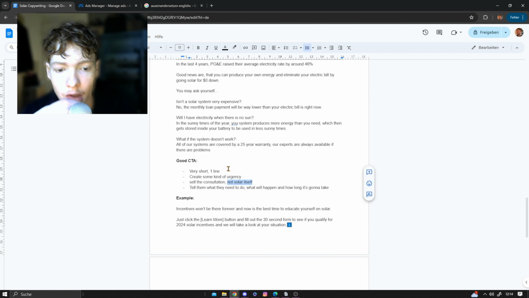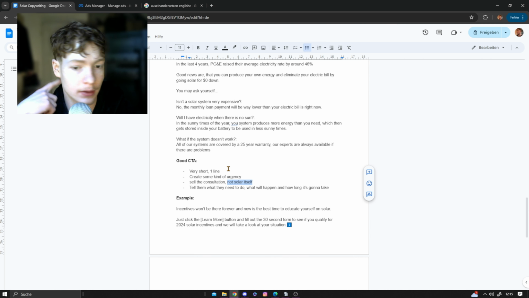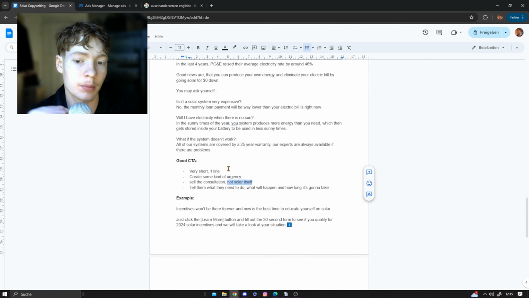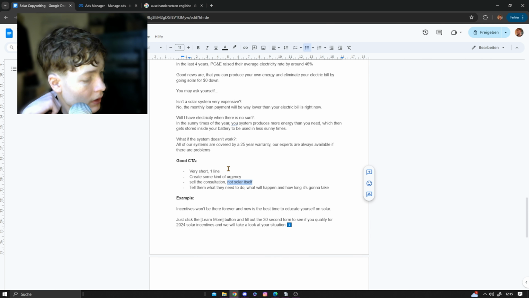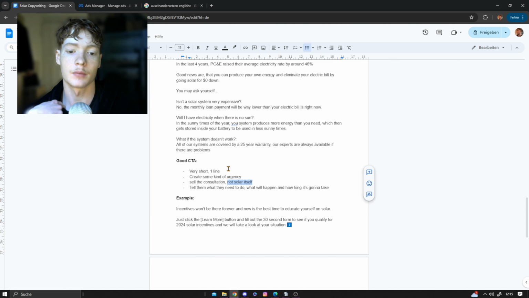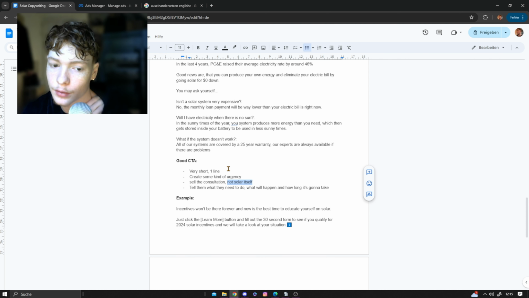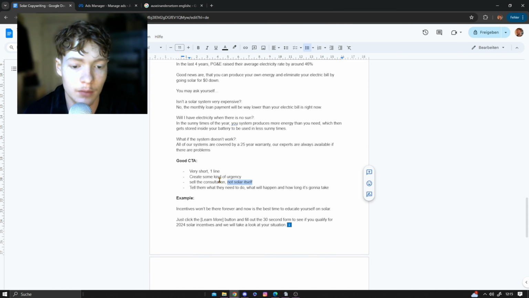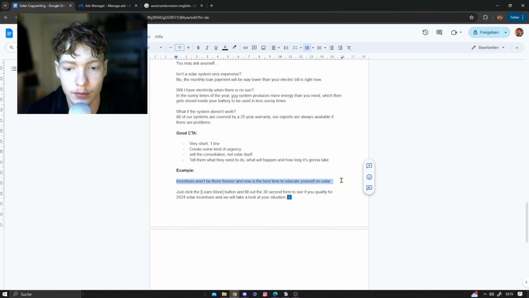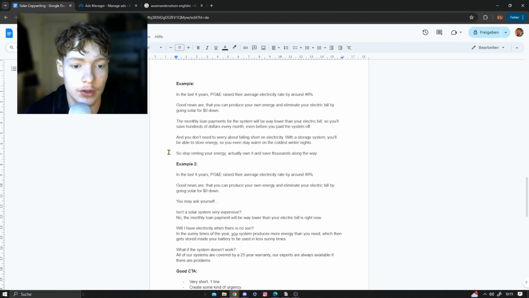Then you want to tell them what they need to do, what will happen, and how long it's going to take. So you want to be pretty specific, because uncertainty will make them not do what you want them to do. You don't want to leave them in the dark. You want to tell them exactly what's going to happen, how long it's going to take, and what they need to do.